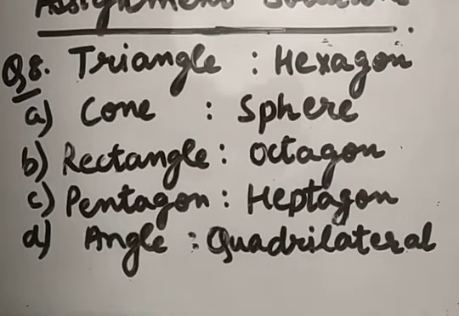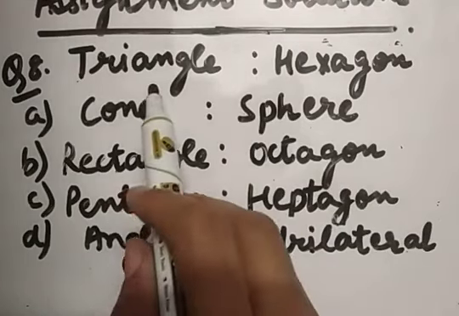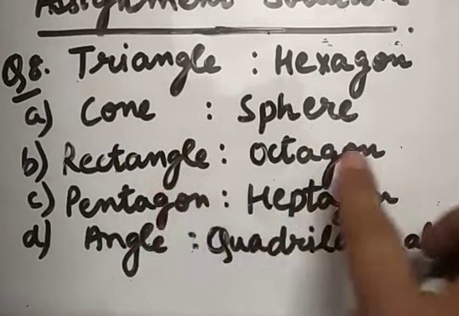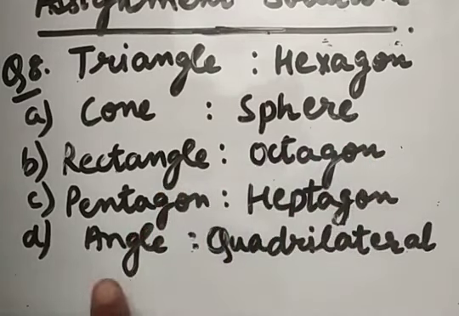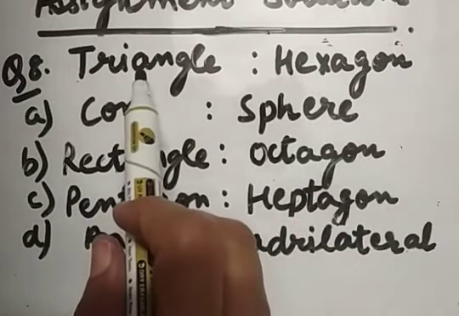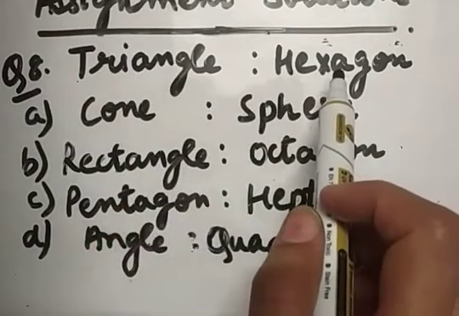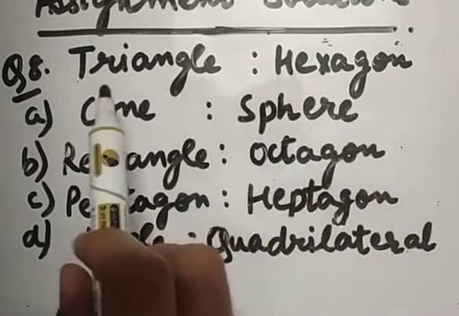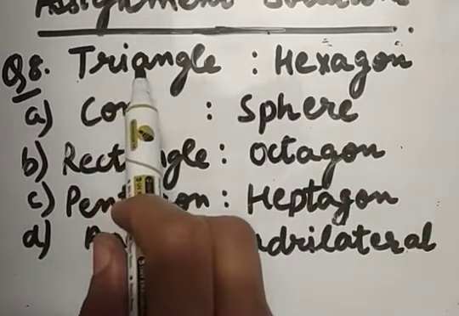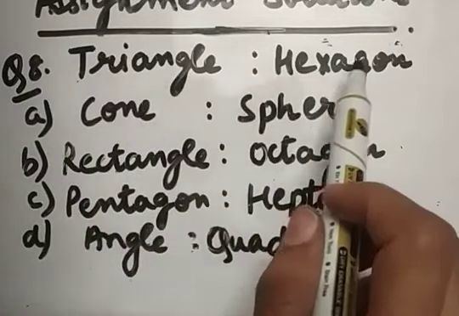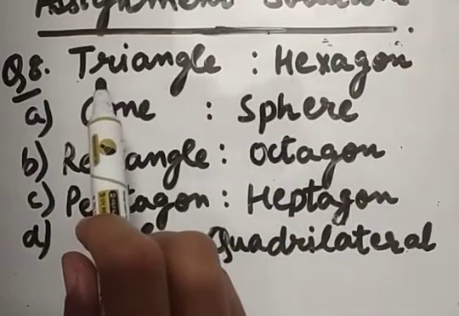Let us talk about now question number 8. Triangle, hexagon, and the options are cone, sphere, rectangle, octagon, pentagon, heptagon, angle, quadrilateral. So first of all, understand the relationship between triangle and hexagon. So dear children, in triangle the number of sides are 3, in hexagon the number of sides are 6. So number of sides in hexagon is twice that in the triangle.